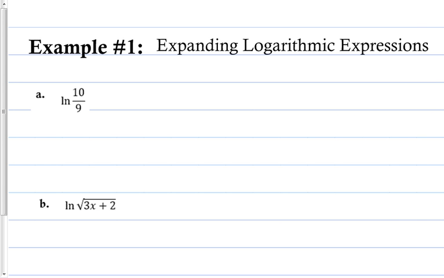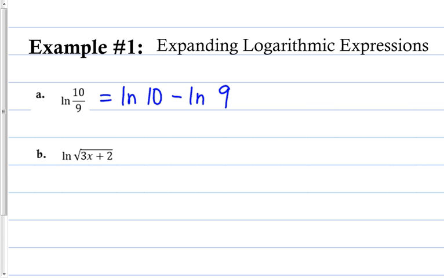Example 1. For a, it says the natural log of 10 divided by 9. So we're expanding. We're going to write these using the properties just discussed. So this is equivalent to the natural log of 10 minus the natural log of 9.